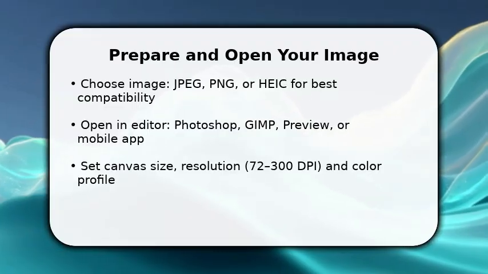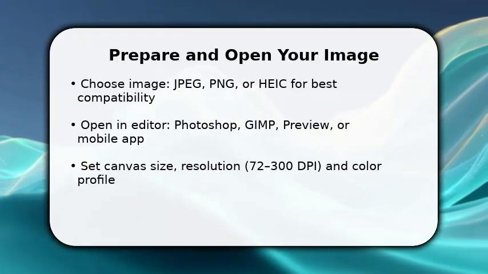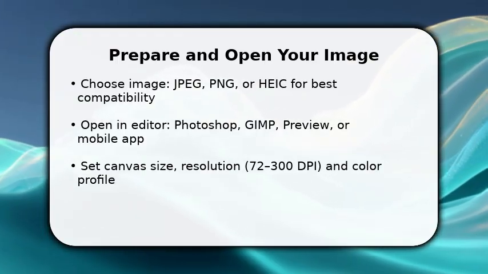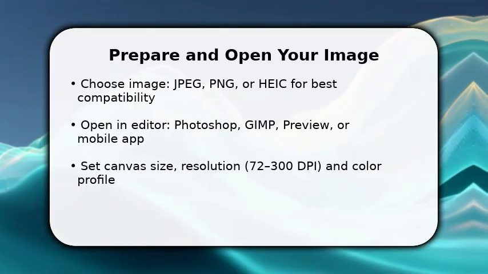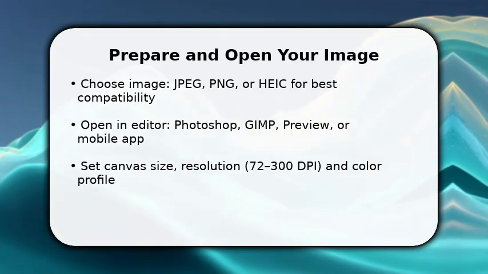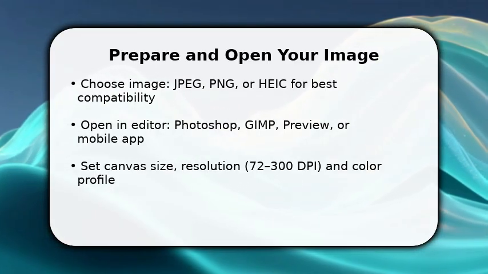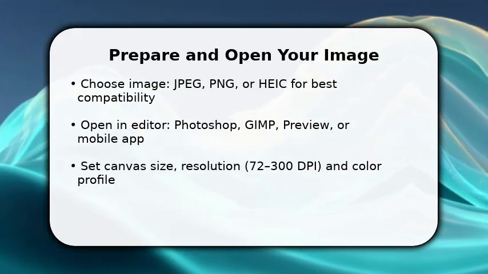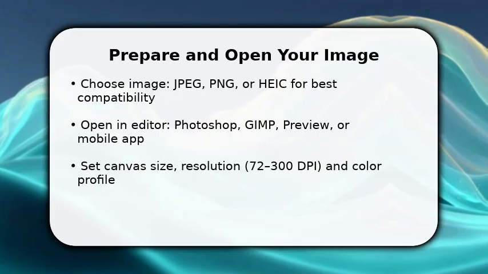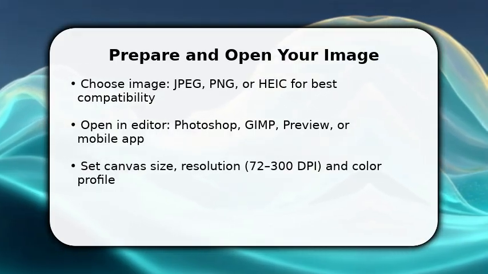You start by choosing the right file and opening it in your editor. You want a high-quality original. Once opened, confirm canvas size and resolution so text scales correctly. If needed, duplicate the layer to preserve the original image and make sure your color profile matches the final use.